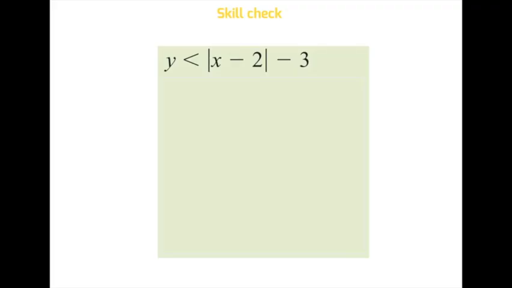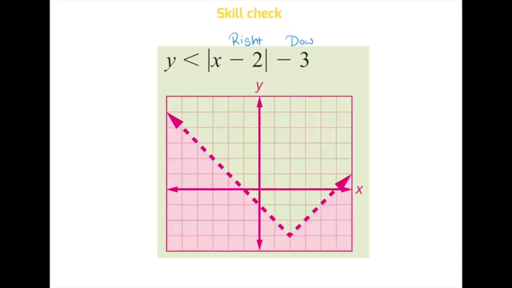So first, our vertex is going to go right and down, and then we are going to shade below it. So you went right and down. Here's your vertex. It was dashed because of this. And then you look here and say, where am I going to shade it? I'm going to shade everything that's below this. So as that goes up, so does your shading. You just stay below that V.